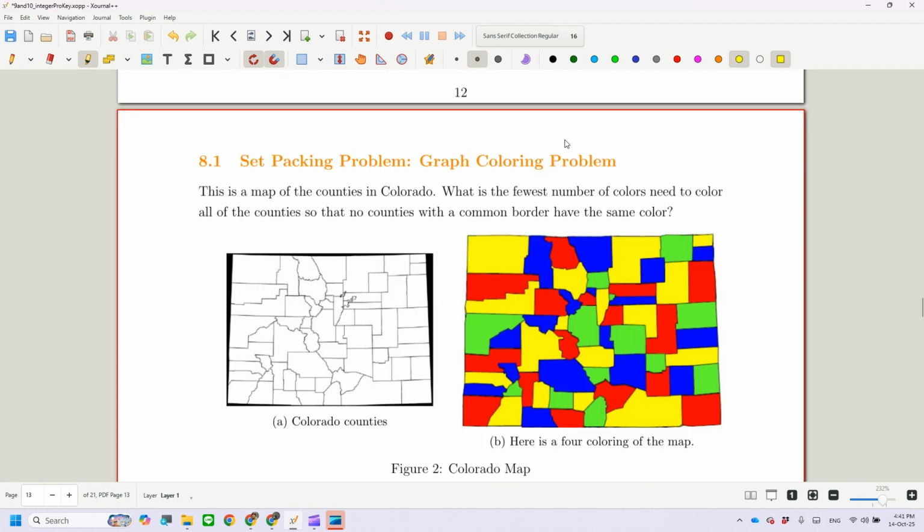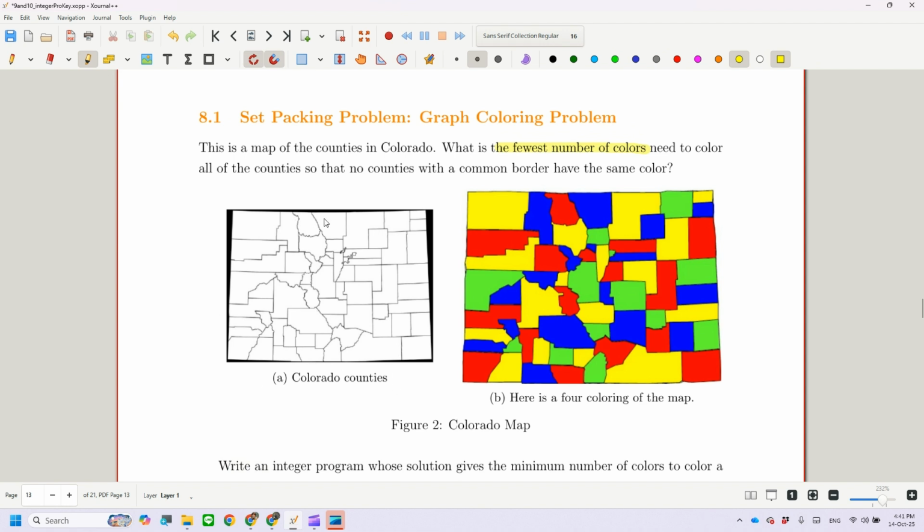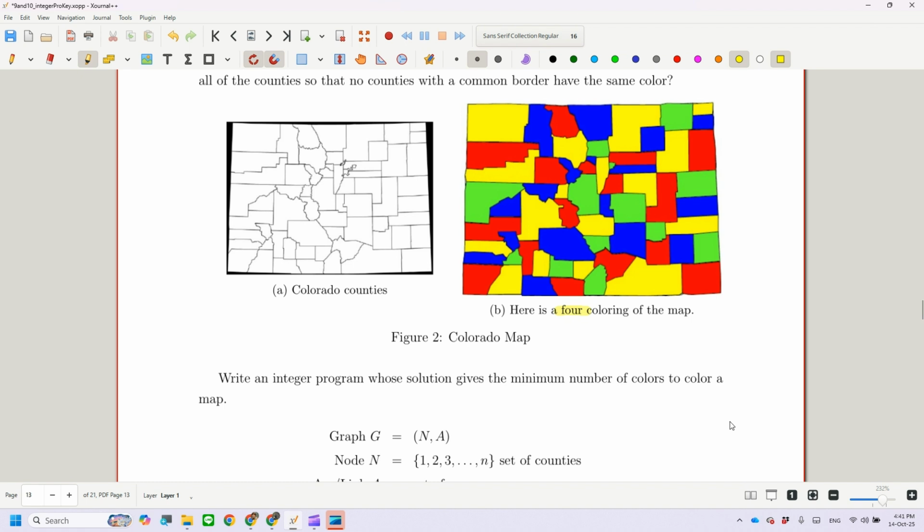Okay, so we want to find, so this is the goal: fewest number of colors needed. So this is Colorado counties without color, and this is Colorado counties with four colors. Okay, so this is actually a hard problem to solve, and lately it has just been solved optimally.